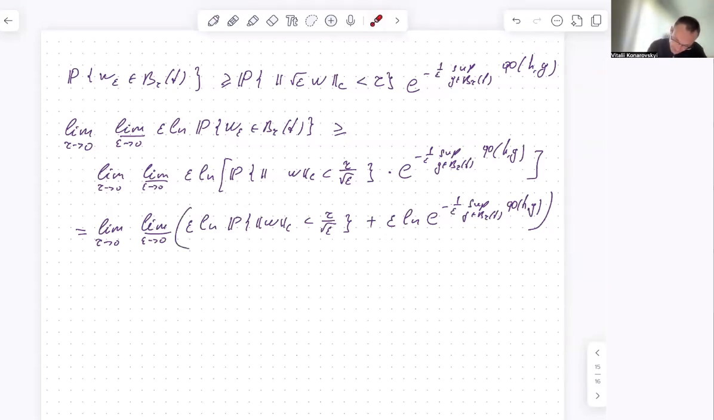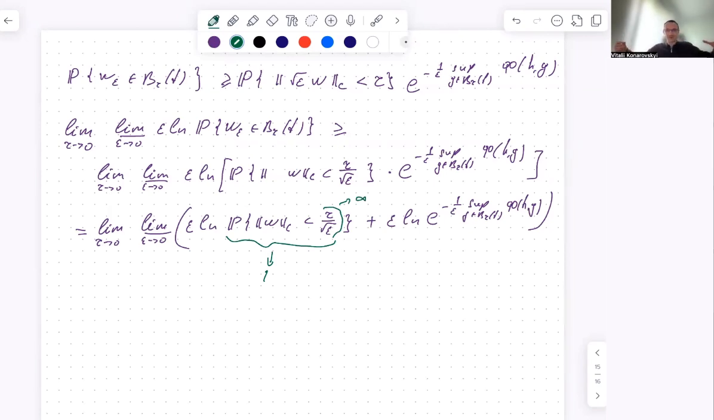Look at what happens with the first expression, with that probability. That probability goes to 1, because when you send epsilon to 0, this term here goes to infinity. And then you consider the probability that the supremum of Brownian motion is less than infinity. That is equal to 1 in the limit. So epsilon goes to 0, and the logarithm of 1 is also 0. So therefore this term here goes to 0.